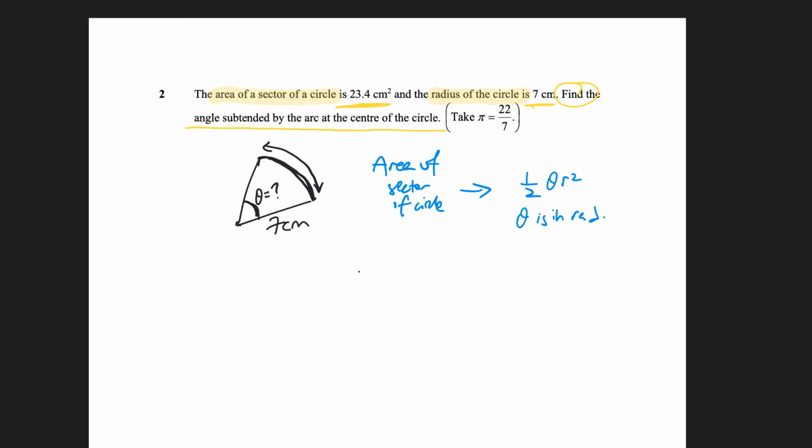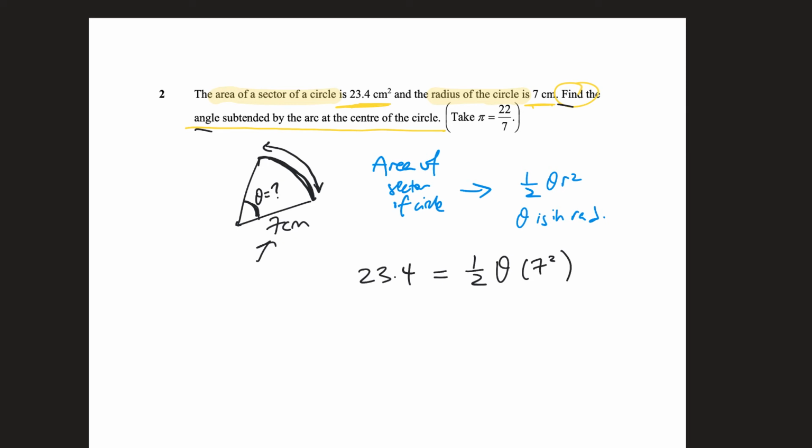So the area now is 23.4, and we say that this is equal to half, well, my theta. I don't really know what the theta is because it says find the angle, so I don't know the angle. Leave it as theta. What is r? 7 cm. So let's just say this is 7 squared. Great. We only have one unknown. We can find theta. So let's just solve it.